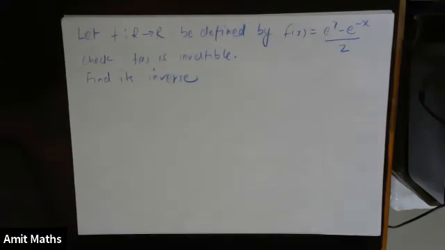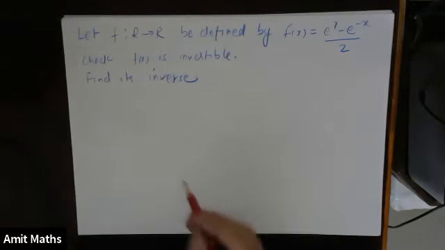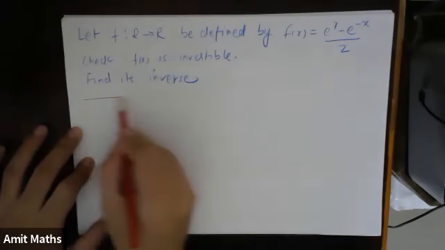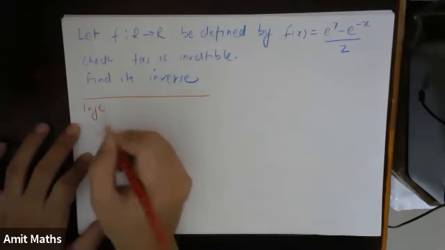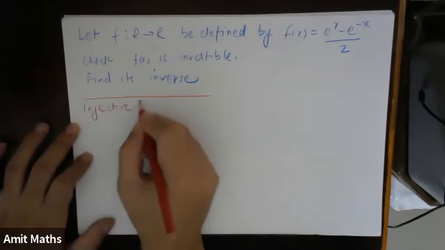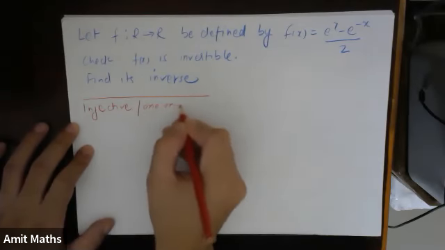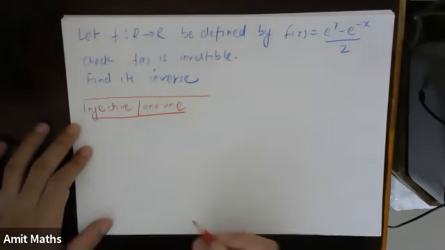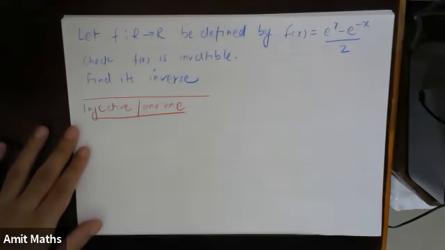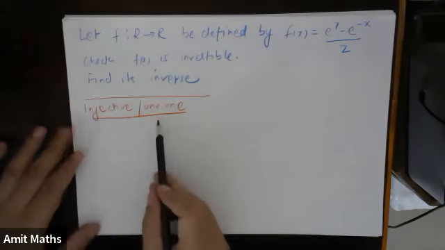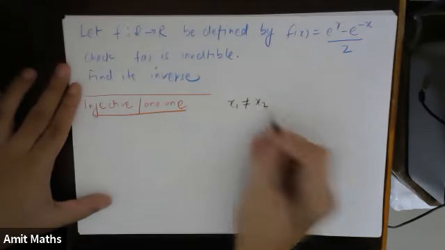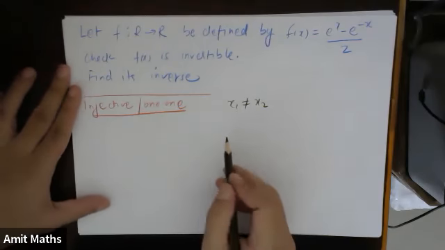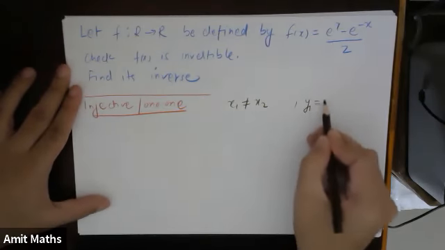So first we have to check that function is 1 1 and onto. Okay, so first what we'll do, we'll find the injective nature of the function. You have to find the function is injective or 1 1 or not. So what we'll do, we'll take x1 not equals to x2 and we'll substitute y1 is equals to y2.